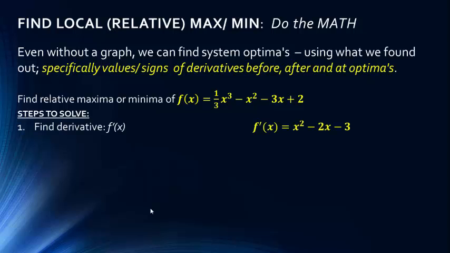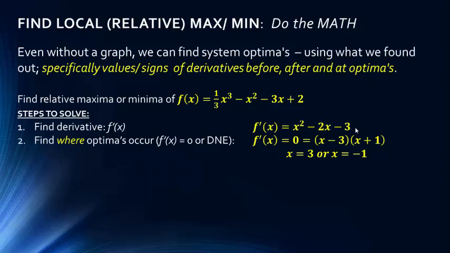Okay? So again, let's go through this one step at a time. First, we need to find the derivative. This is a very simple derivative to find based upon what we've already learned in the course. So I'm not going to take time to go through this. So the derivative of the original function is x squared minus 2x minus 3. The next thing we want to do is find the critical values. Where does this equal 0? Well, this is a quadratic equation. We can either solve it by factoring or we can use the quadratic formula.